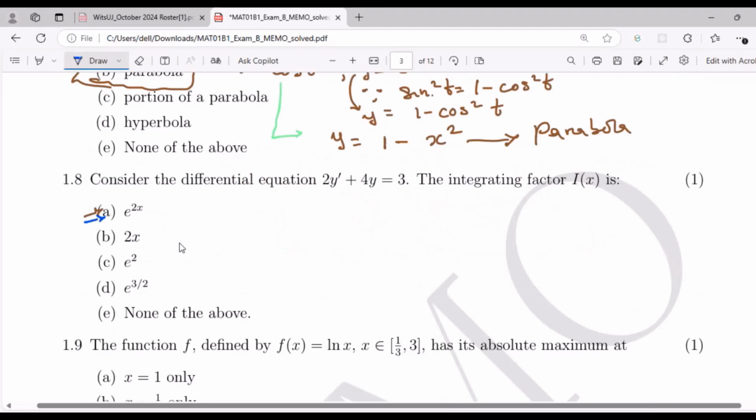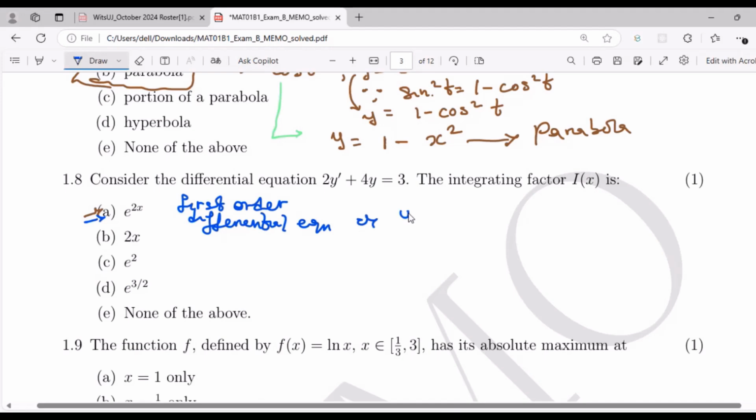In this case, we are asked to find the integrating factor. If you are to find the integrating factor, you need to consider something in terms of this. It is a first order equation, a first order differential equation.